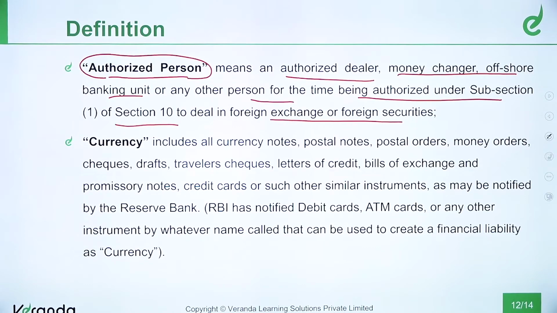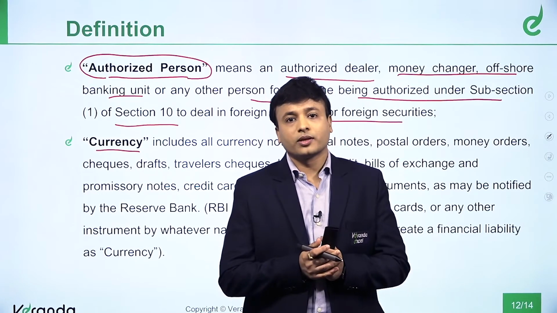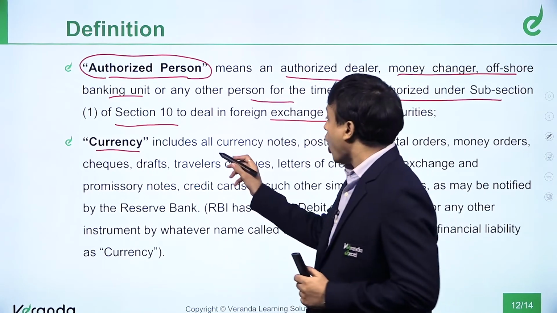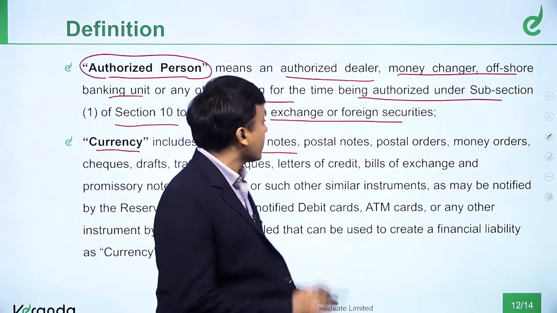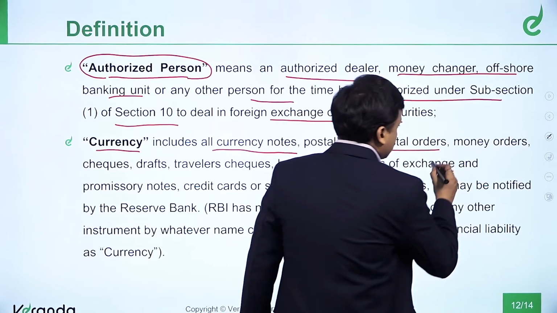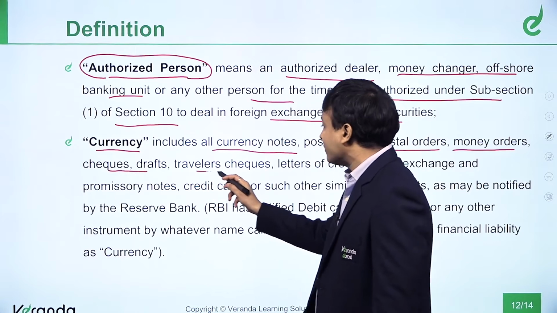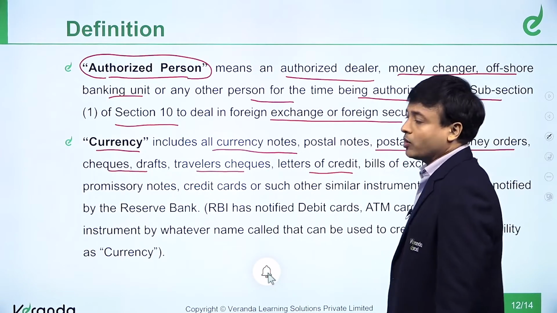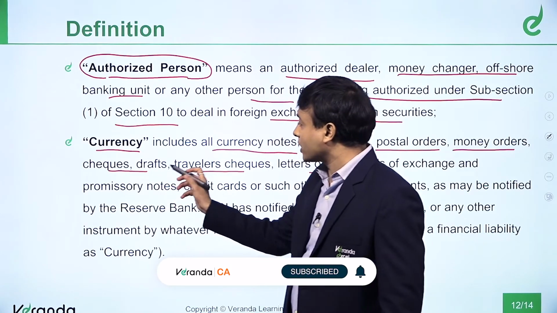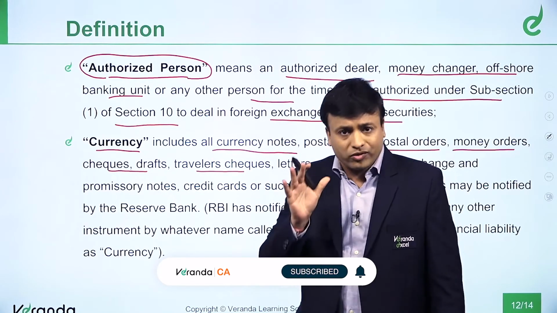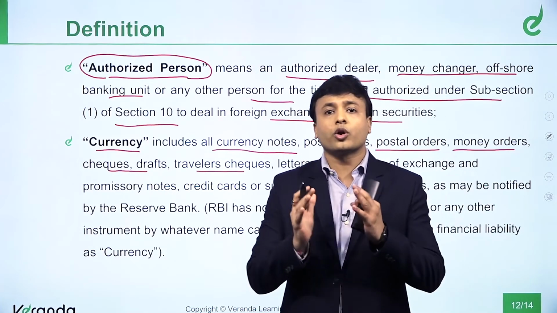Now the next important definition is currency. So what is this currency? Currency means all currency notes including postal orders, money orders, checks, drafts, traveler's checks, letters of credit. Now what is all this? You know currency notes, you know postal orders, you know checks, you know drafts. What is a traveler's check? See, traveler's checks to an extent is an outdated concept. Nowadays, we generally do not use traveler's checks.